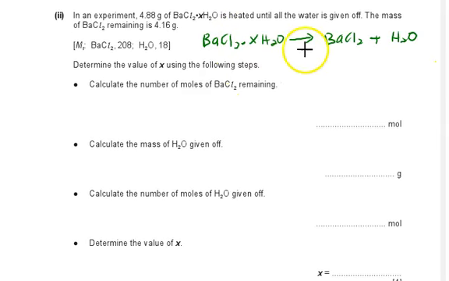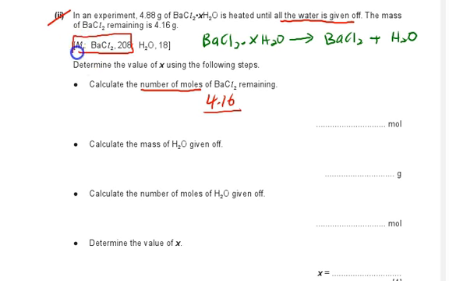Okay, here I copy down the equation. So now in an experiment, 4.4 gram of hydrated barium chloride is heated until all water is given off. The mass of barium chloride remaining is 4.16. So to calculate the mole, we take 4.16, the mass over here, and we divide with barium chloride. They have given here barium chloride's RMM is 208.